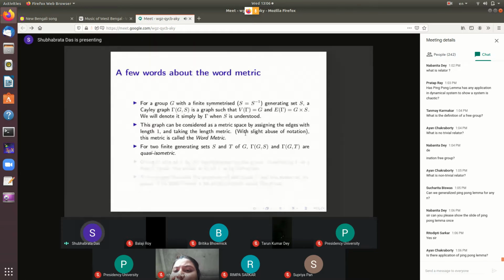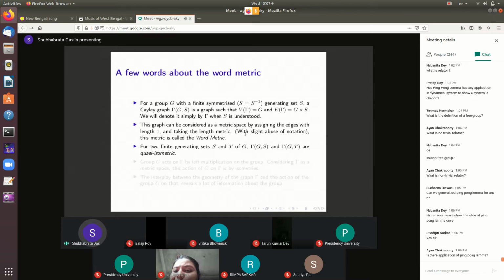So that gives you a metric on this graph. I have written it with a slight abuse of notation. It's not exactly the word metric, but this is quasi-isometric to the word metric. That's why I called it the word metric. Word metric is actually defined in terms of the words I talked about in the previous slide.